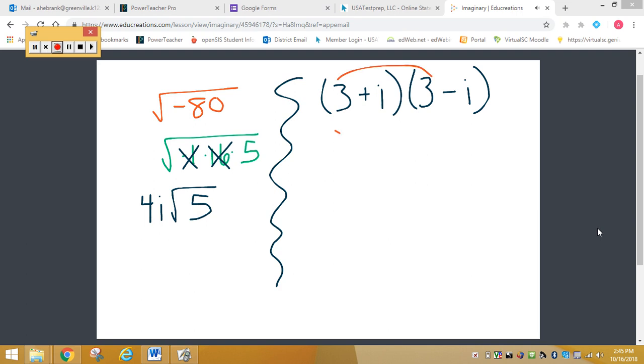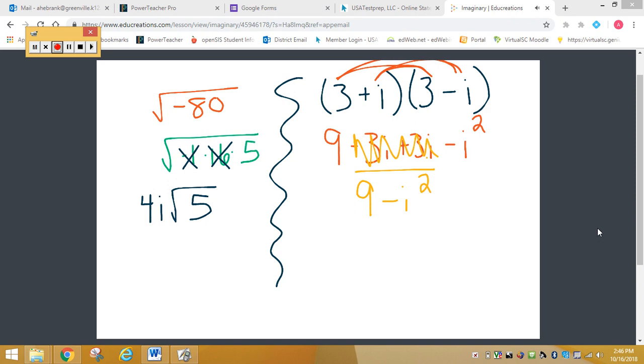So 3 times 3 is 9. 3 times negative i is negative 3i. i times 3 is 3i. And i times negative i is negative i squared. Treat it just like it's an x or a y or an a or a b. Okay, so if you look at these middle terms, negative 3i plus 3i, they cancel. So those go away. So I have 9 minus i squared.